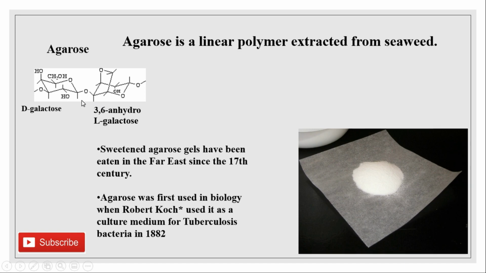ये एगरोज का बेसिकली मॉलिक्यूलर स्ट्रक्चर है, जो कि डी गैलेक्टोज और 3,6 एनहाइड्रो एल गैलेक्टोज से बनता है। Agarose is a linear polymer extracted from seaweed. In ancient times, sweetened agarose gel has been eaten in the Far East since the 17th century. Agarose was first used in biology by Robert Koch, as a culture medium for tuberculosis bacteria in 1882.